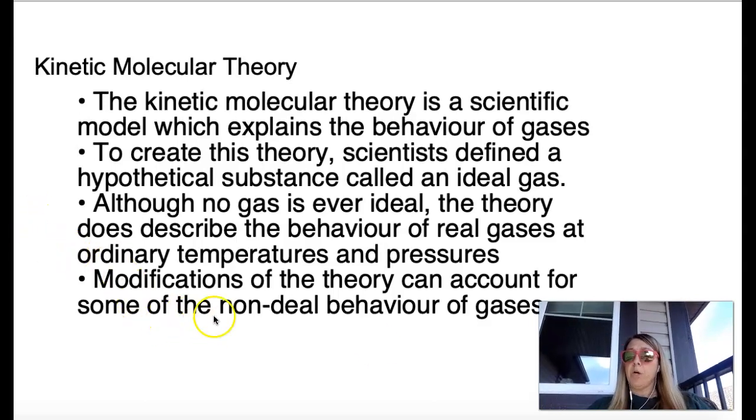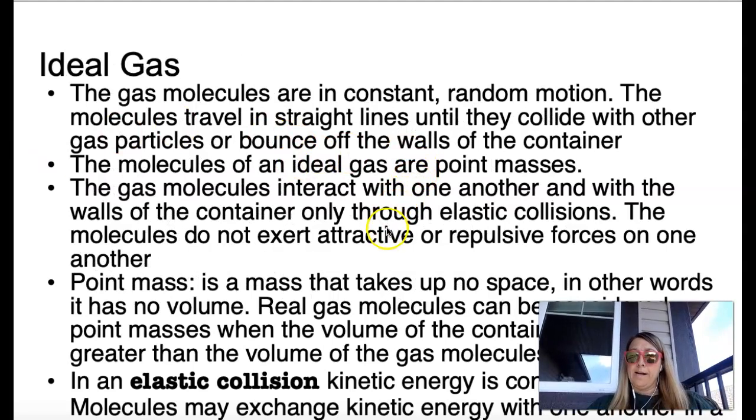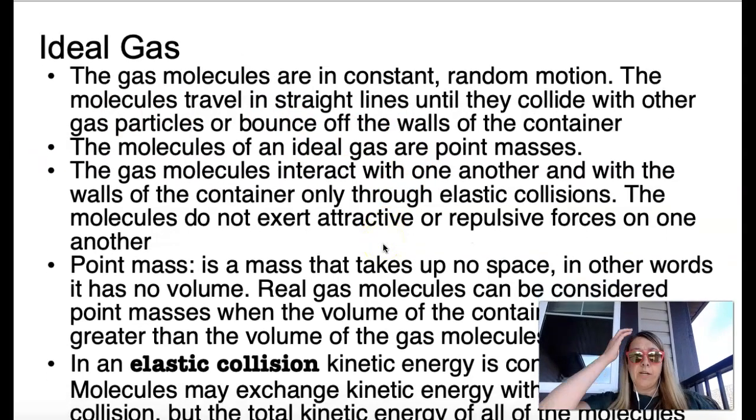We do find that there are modifications of the theory that can account for some of this non-ideal behavior. And you'll see if you take a first-year chemistry course, you'll start talking about the van der Waals equation. And you'll see how we have some additional variables that we can use so that the equation does apply. But when we're in Chem 20, we're really only focusing on those ideal gases. So to start with, we have to define what is an ideal gas, okay?